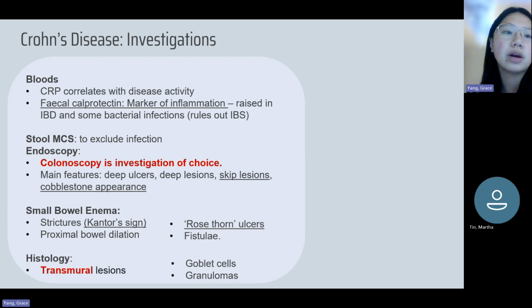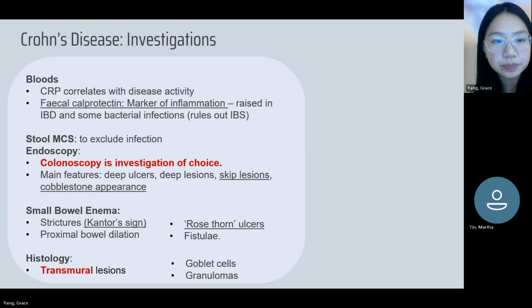You'd take bloods, obviously, to get the CRP, which can increase with increased disease activity. Fecal calprotectin is a really good marker of inflammation. It's raised in IBD, but not in IBS, so you can rule out IBS. Stool microscopy and sensitivity is used to exclude infections.